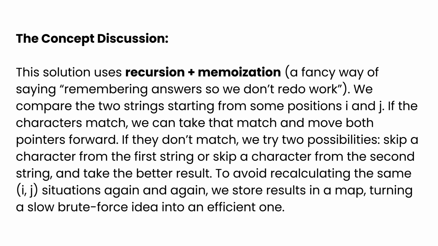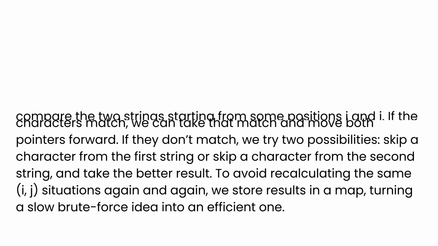We compare the two strings starting from some positions i and j. If the characters match, we take that match and move both pointers forward. If they do not match, we try two possibilities. We skip a character from the first string, or we skip a character from the second string. Then we take the better result. To avoid recalculating the same i and j situations again and again, we store results in a map. That turns a slow brute force idea into an efficient one.